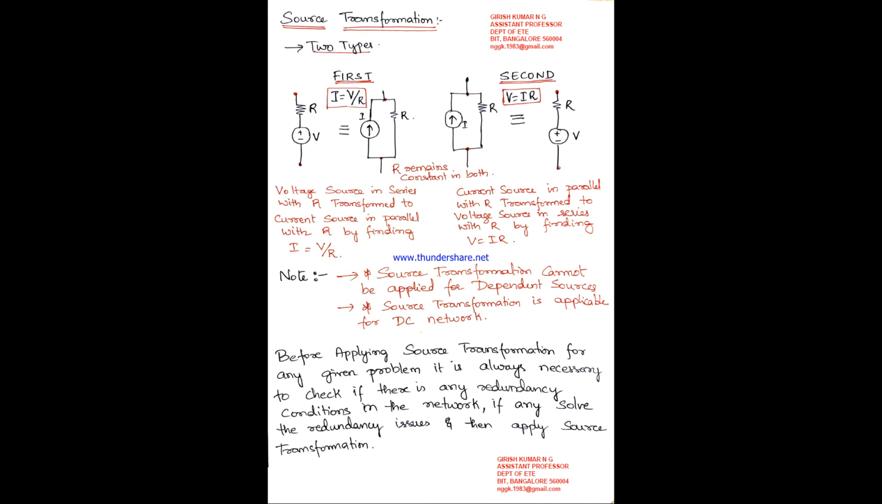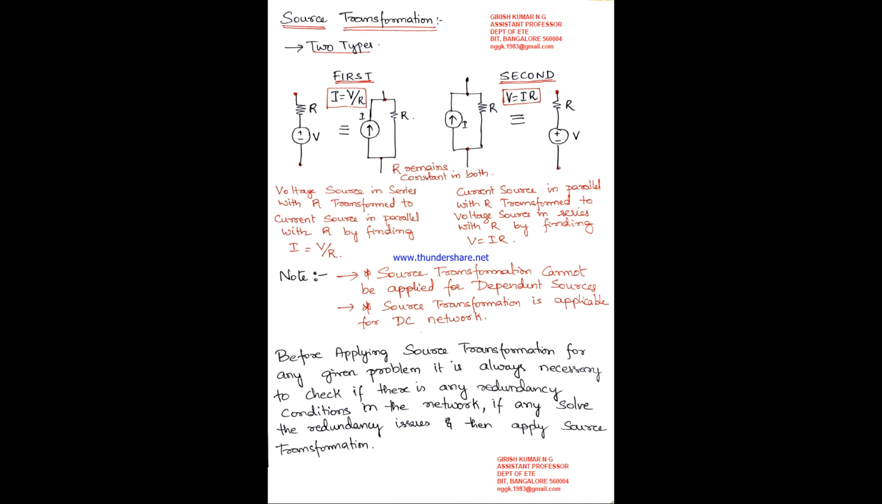Here our very well-known and very important law comes into the picture, which is Ohm's law. According to Ohm's law, V equals I into R, or R equals V by I, or you can also say I equals V by R. Here we are finding the current, therefore current equals voltage divided by resistance. So when you find the value of that current as V by R, that is the value of the current source in the transformed network.